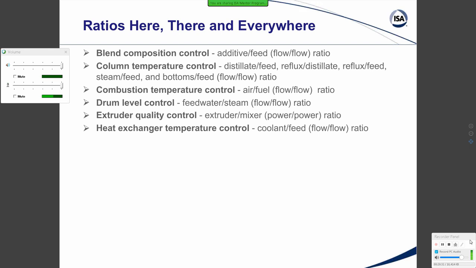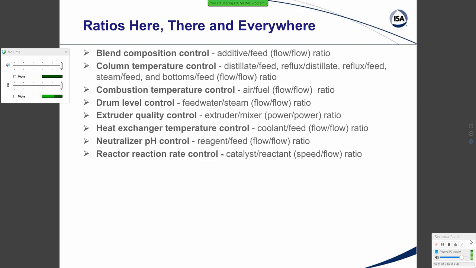We have heat exchanger temperature control, coolant to feed, and it's a flow-to-flow ratio. And here, this may not really be so much back-mixed control. Neutralizer pH control, reagent to feed, and that's a flow-to-flow ratio. If it's a static mixer, it's really not back-mixed, but if it's a vessel or a column, there's back-mixing. Reaction rate control, catalyst to reactant, and here the catalyst being a solid is often conveyed in or somehow put in by manipulating speed, so it's a speed-to-flow ratio.